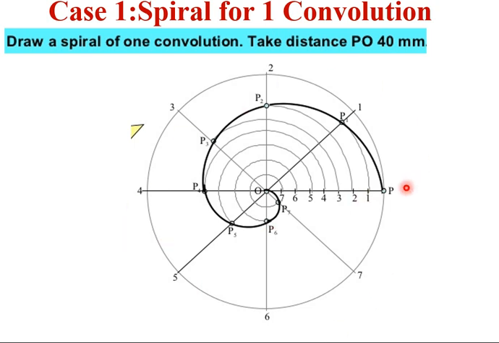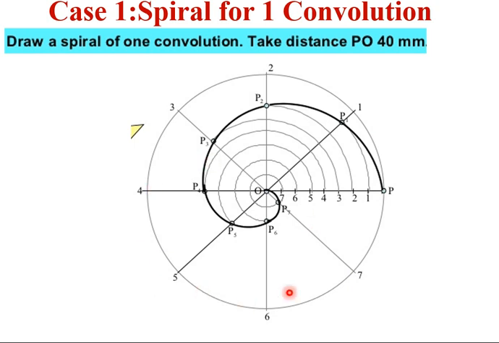Divide this circle into either 8 equal parts or 12 equal parts. How many? 8 or 12. If you divide this into 8 equal parts, it has been assumed that while moving, P is moving towards O, and at the same time OP is moving in the anti-clockwise direction. Therefore 1, 2, 3, 4, 5, 6, 7, 8. These are the 8 divisions.